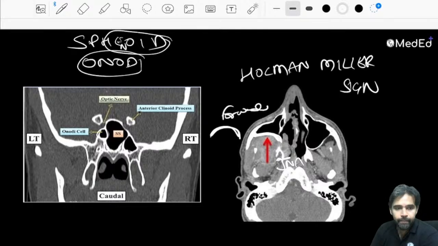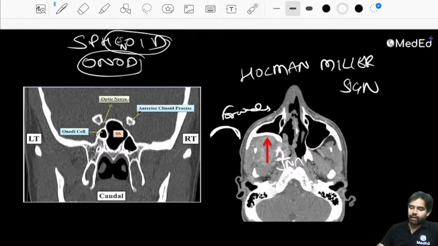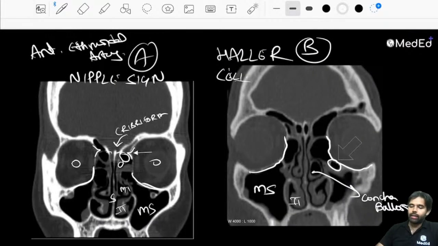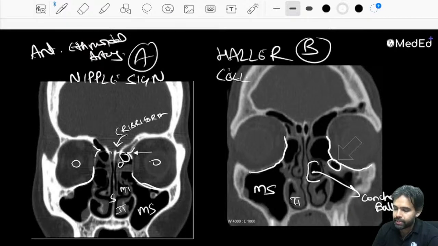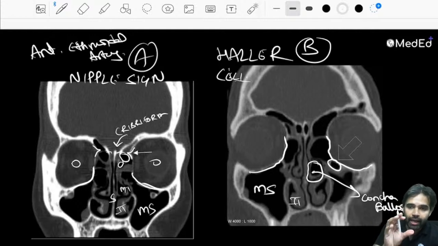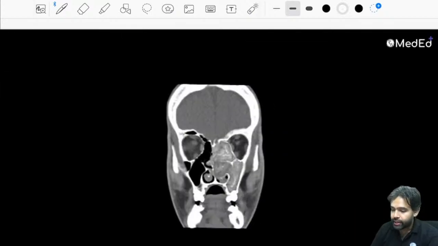Okay, so this is also very commonly asked. This Horman-Miller sign, Onodi cell, Haller cell, and nipple sign have been asked multiple times, and concha bullosa has been asked, where you see the middle turbinate having an air pocket. It is not ethmoidal bulla, it is concha bullosa. Bone having air is called concha bullosa, right? So there is another one over here. This has also been asked.